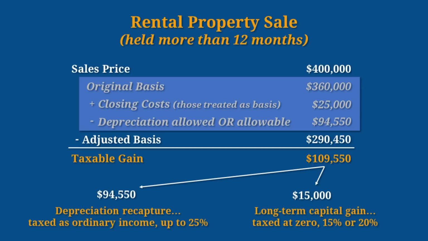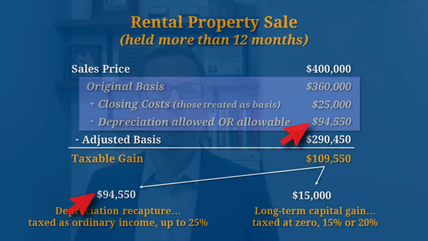In our case, as you can see, the majority of the nearly $110,000 taxable gain on the sale of your rental is due to having to recapture all the depreciation deductions you took along the way. This is what I meant before when I said you'll eventually have to pay the piper. In this case, only a fairly small portion of your gain will be taxed at the reduced long-term capital gains tax rates.